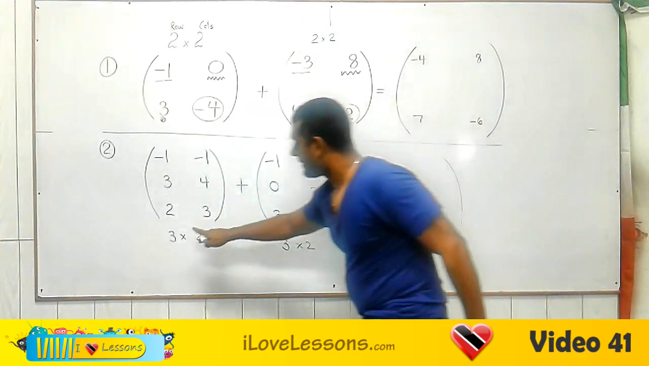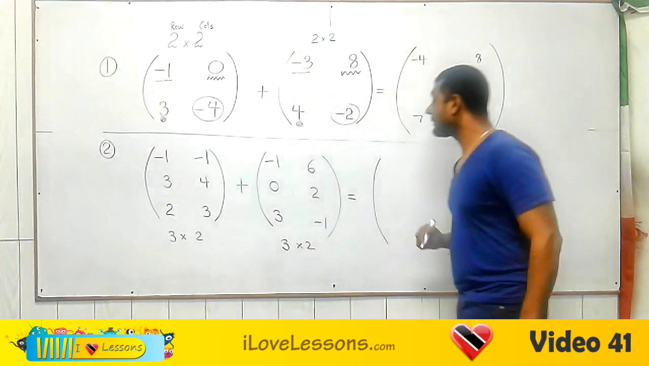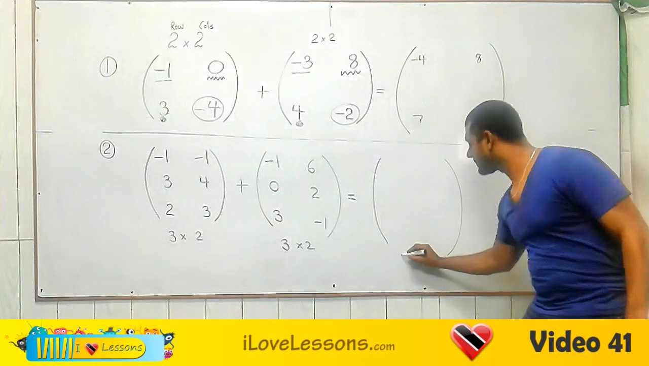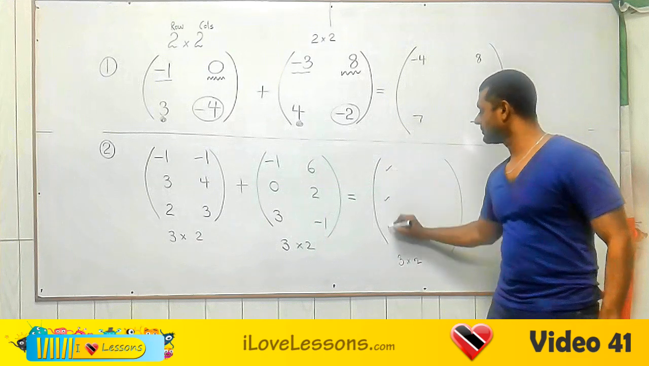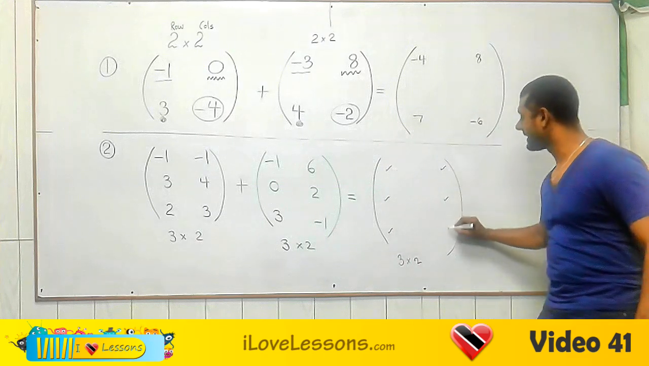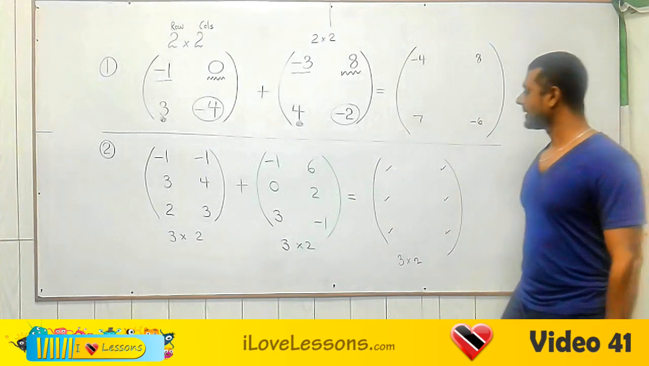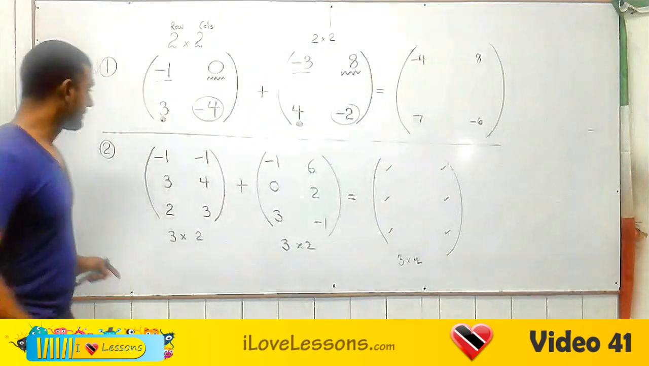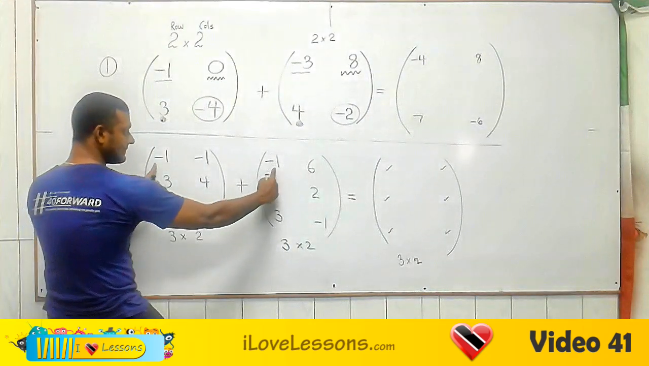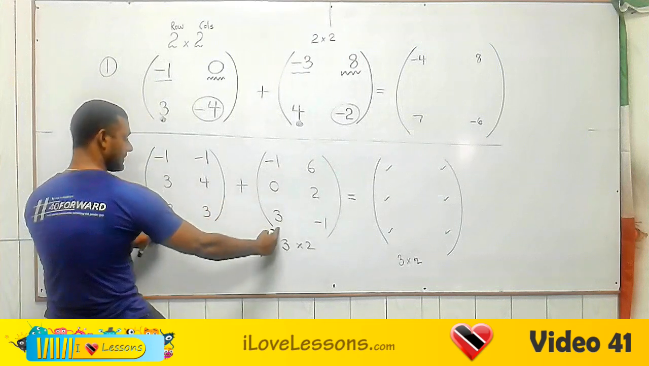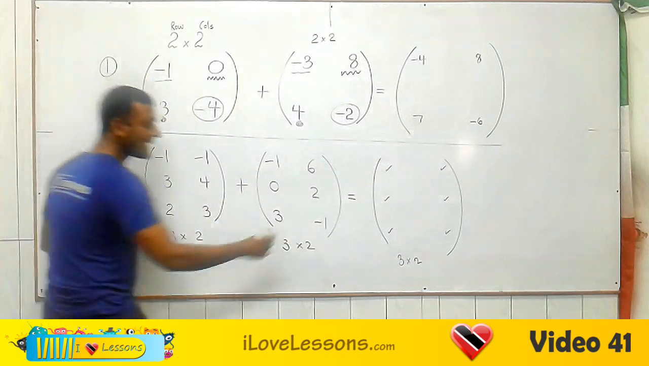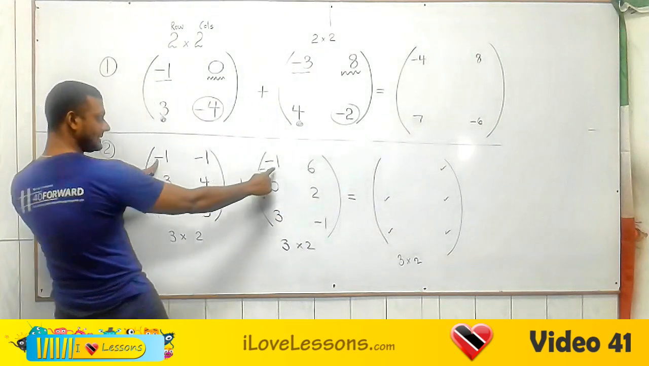So if we add a 3 by 2 matrix to a next 3 by 2 matrix, we will also get a 3 by 2 matrix, which means it has 1, 2, 3, 4, 5, 6 answers to get. And we're going to do the same exact thing. We're going to add the items in the same positions. Once they're in the same position, we add them. So to get this answer, we have to add these two.